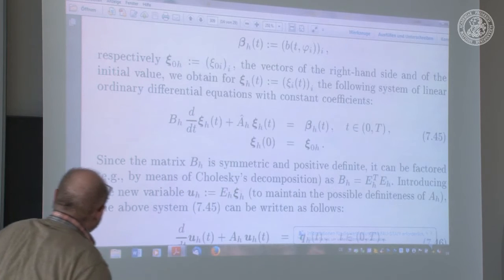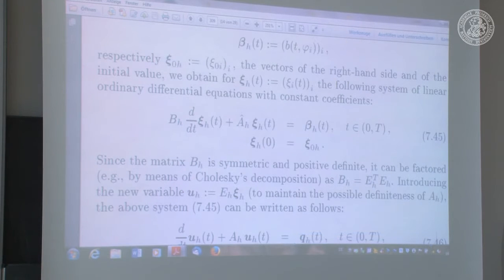The mass matrix is a nice matrix in the sense that it's symmetric, and it's also positive definite, because if I look at the quadratic form with a vector psi and a vector psi, I just get the L2 norm squared for the corresponding function.